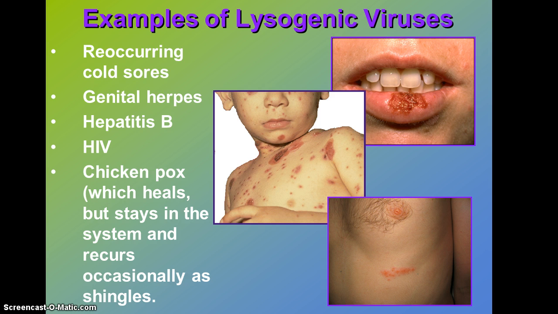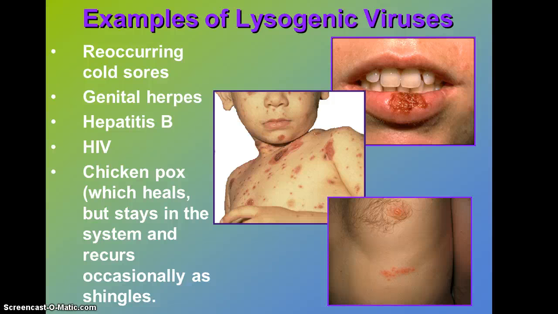Examples of lysogenic viruses are cold sores, herpes, hepatitis B, HIV, chickenpox. So think about when you have chickenpox, it goes away, but that virus never really leaves your body. When you have a virus, that virus is in your body forever. Your body never really gets rid of it. So with chickenpox, later on you can get something called shingles.